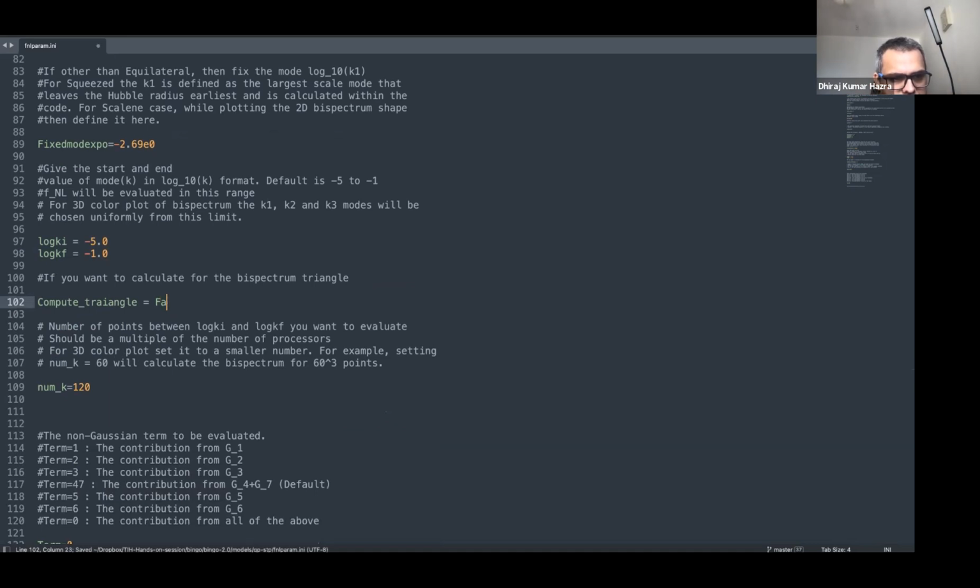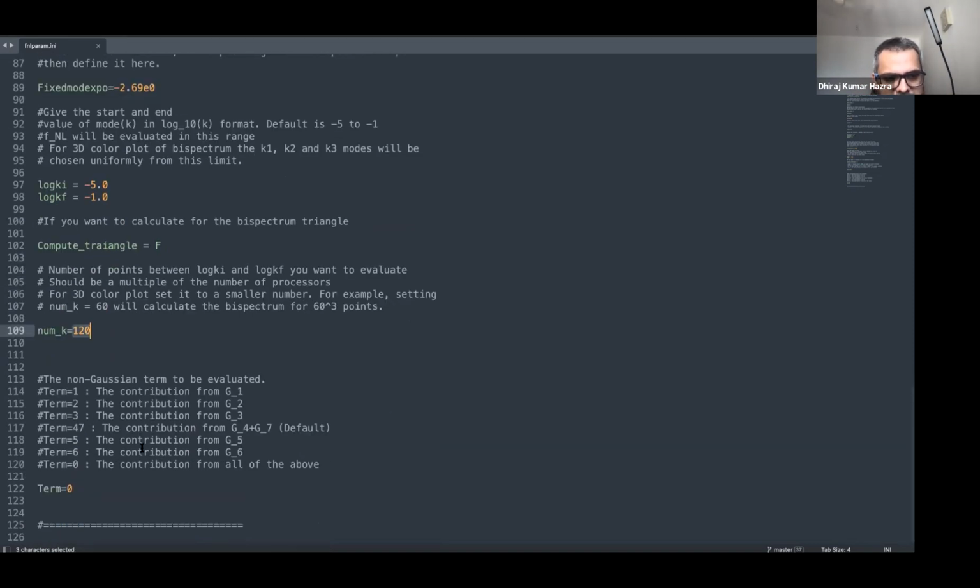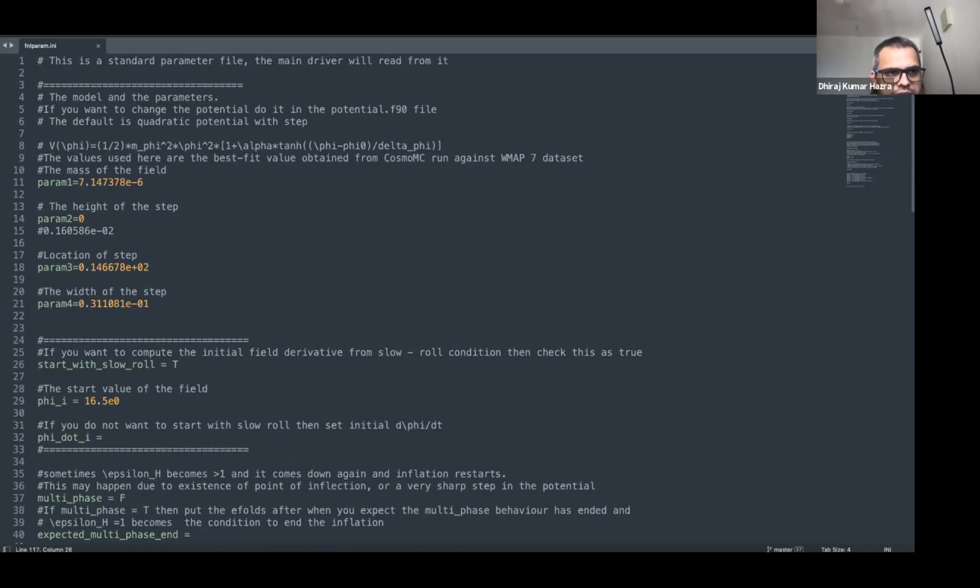There's a typo. It should be triangle. Number of k, how many k points you want to evaluate, and that's it. And the triangle term is only needed for the bispectrum. Okay, so let's not worry about anything else.